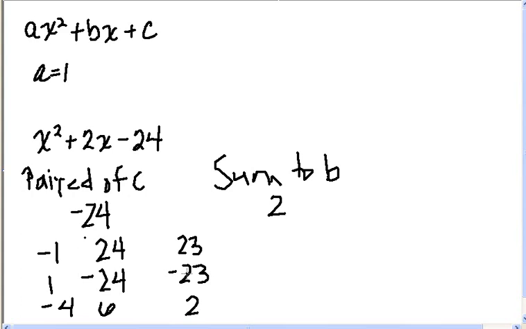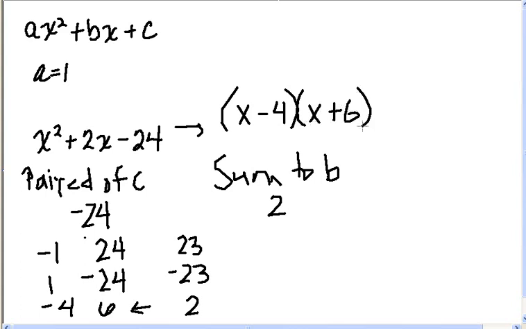Okay? And now if a equals 1, these multiples are going to be my factors right here. So I'm going to come back and rewrite it. x minus 4, I get that from my paired multiples, so that's where the minus 4 goes. And then times x plus 6.